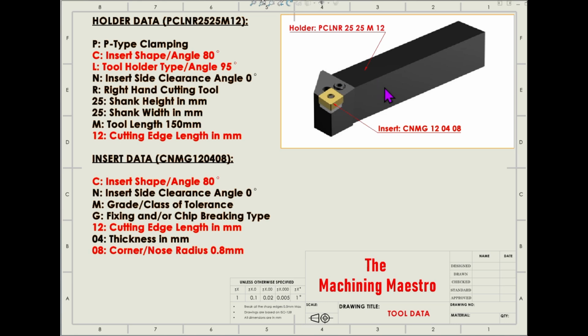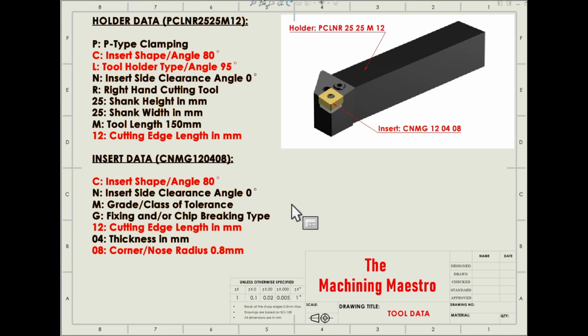Actually, there are many kinds of holders and many kinds of designations and designation meanings, which I will explain in my coming videos, where I will take the example of many different kinds of tools and their ISO designations, and we will discuss them one by one. So this is just a quick briefing for you to understand this tool, because we are going to create this tool in our machine controller, so that it can be used in the program and you can check the simulation properly. And now come to the insert data.